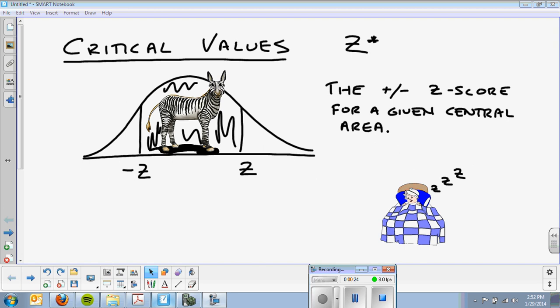So I'll give you this central area. We got the zebra here, and you'll have a negative Z to the left and a positive Z to the right, and we'll just combine that and make it a Z star, and we'll move on. So here's a few examples.